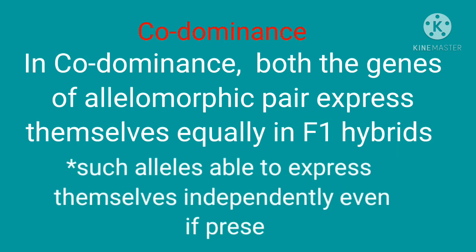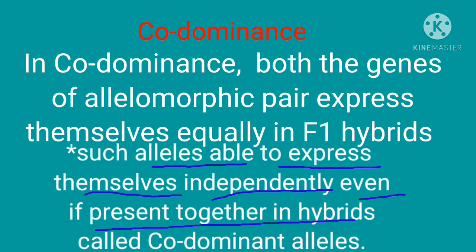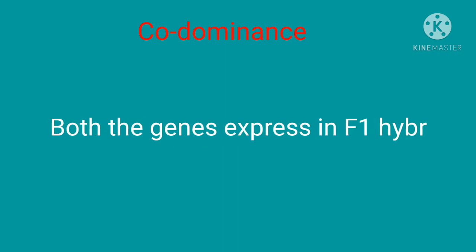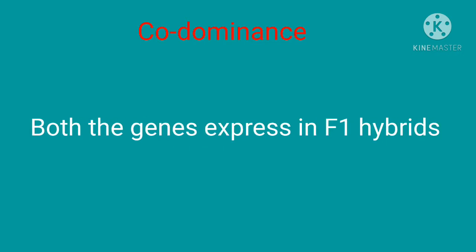So such alleles which are able to express themselves independently even if they are present together in hybrids, they are nothing but what? Codominant alleles. Thus in codominance both the genes are expressed in F1 hybrids. So they participate equally toward the characteristics of the parents in the F1 generation. Let's see an example of codominance here.